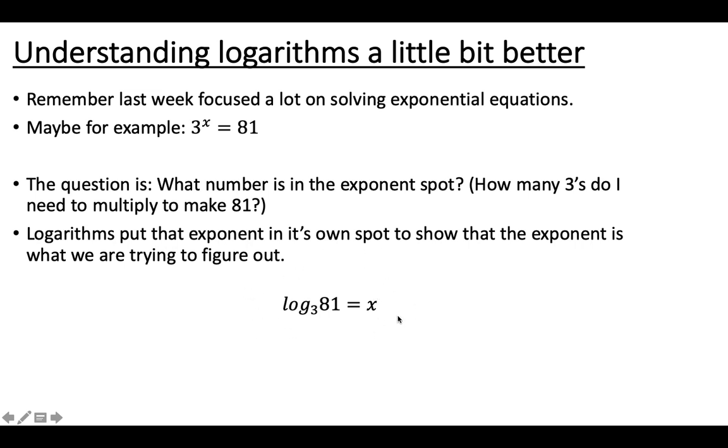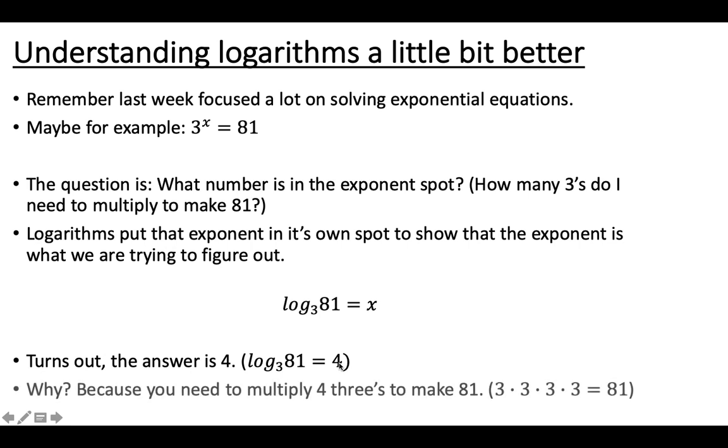That's why they invented this, because we are trying to figure out an exponent, and to show that, I want to put that exponent by itself. I want to be able to write that exponent by itself, and that's why they did that. This example right here, turns out the answer is 4. Log base 3, 81 equals 4. Why is the answer 4? Because you need to multiply four 3s to make 81. 3 times 3 times 3 times 3 equals 81. How many 3s did we have to multiply? 4.